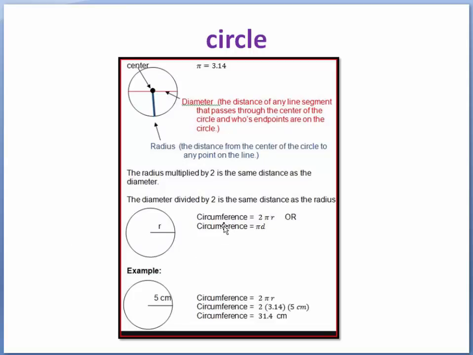The circumference of the circle is 2 pi r, so that's this line all the way round. Or 2 times the radius is the diameter, so the circumference is also pi times the diameter, pi d. So 2 pi r or pi d. So here in this example we're given the radius as 5 centimeters. So 2 times pi, which is 3.14, times the radius, which is 5, and the answer is 31.4 centimeters.